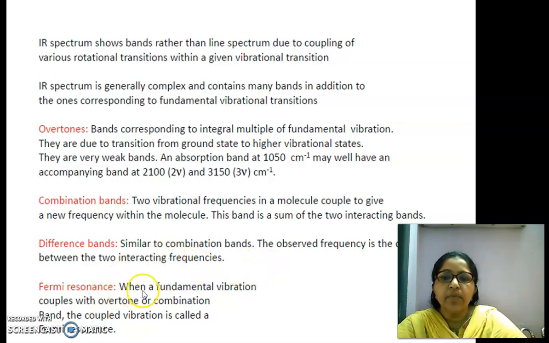Fermi resonance: when a fundamental vibration is coupled with an overtone or combination band, the coupled vibration is called Fermi resonance.